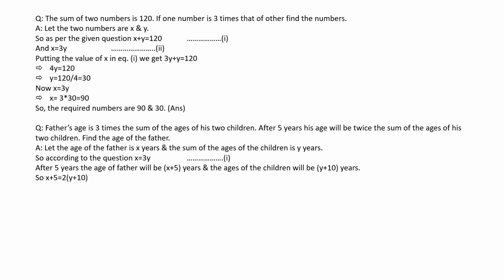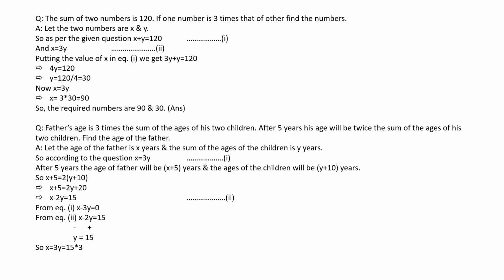So x plus 5 equals 2 into y plus 10. On simplifying, we get x plus 5 equals 2y plus 20, or x minus 2y equals 15. Let this be equation 2. Now, from equation 1 we get x minus 3y equals 0, and from equation 2 we get x minus 2y equals 15. Now, changing the sign and adding, we get y equals 15.